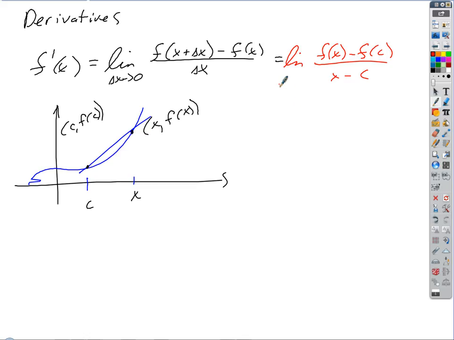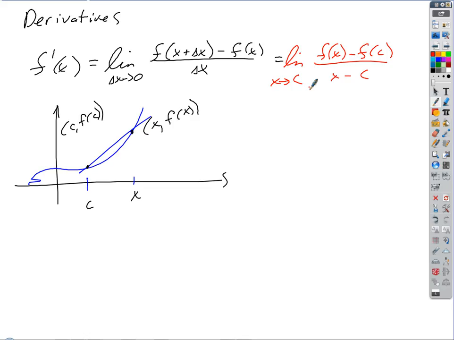There are two ways we could do this. We could write it as x approaches c or c approaches x, but we're used to saying as x approaches something, so we'll do that as x approaches c. That's going to give us 0 over 0, which we need. It's going to make that interval converge to a single point.